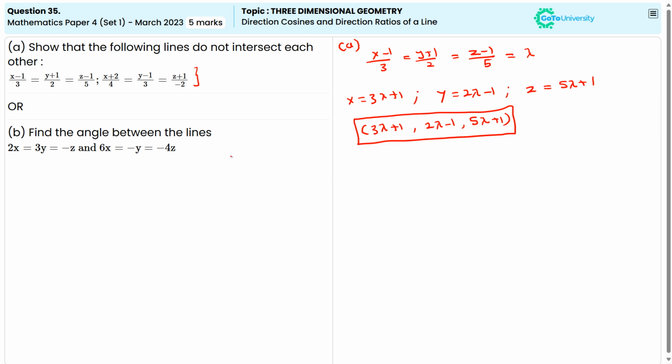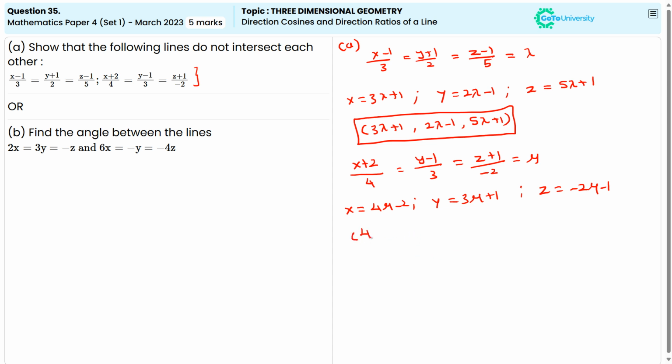Now we are going to take the second line and find the coordinates of any point on the second line, (x plus 2)/4 equal to (y minus 1)/3 equal to (z plus 1)/minus 2, which is equal to mu. Now we have x equal to 4 mu minus 2, y equal to 3 mu plus 1, z equal to minus 2 mu minus 1. Therefore, the coordinates of a general point on the second line are (4 mu minus 2, 3 mu plus 1, minus 2 mu minus 1).